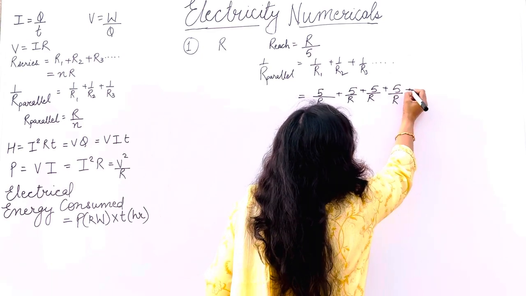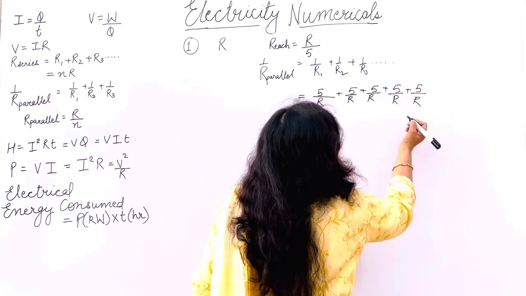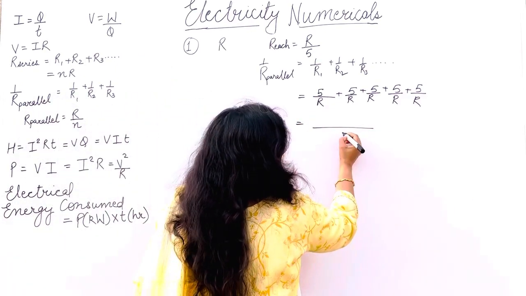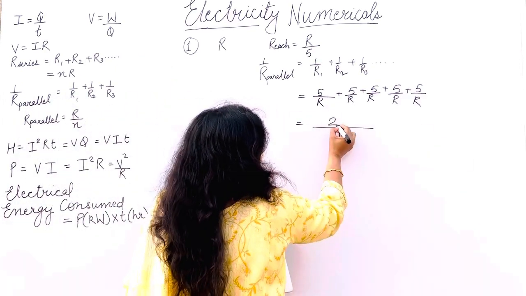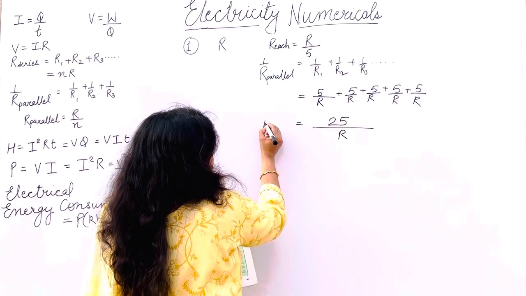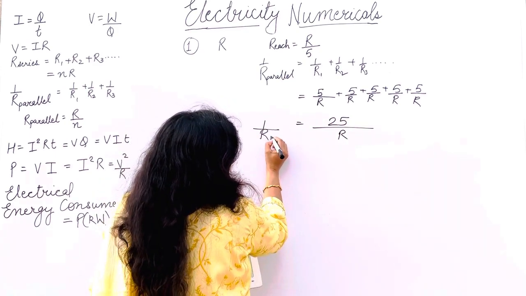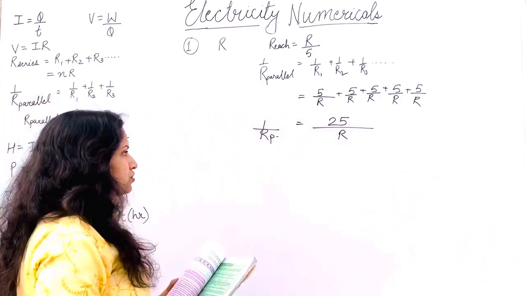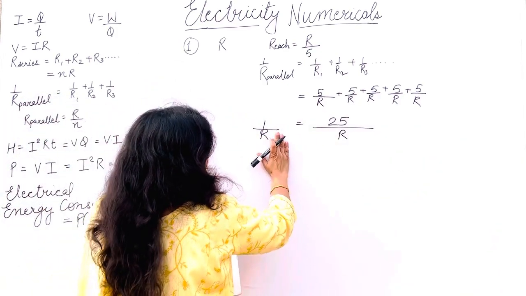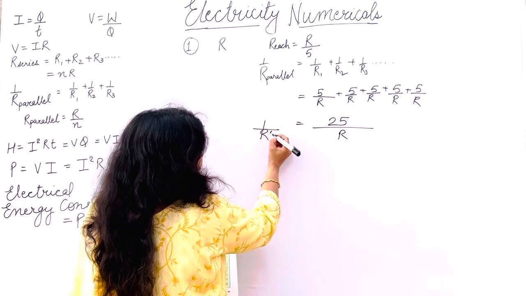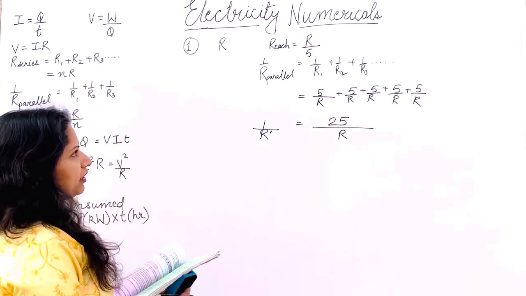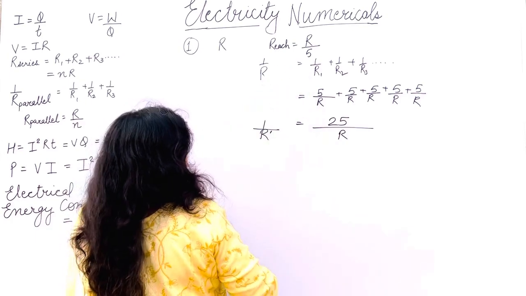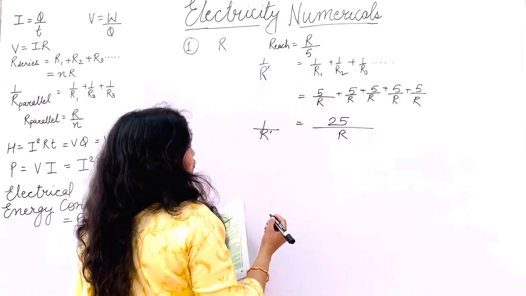How many times we have to write that? 5 times, because we are having 5 such wires. So LCM will be R, and if we add them all, we'll get 25. So 1 upon R parallel is equal to 25 upon R. Now it's asked to calculate. This parallel should be written according to the question as R dash, because it was mentioned in the question that the new resistance of this combination is R dash.